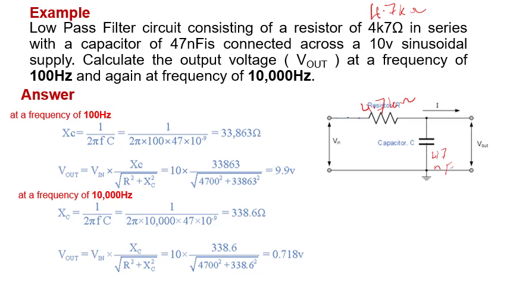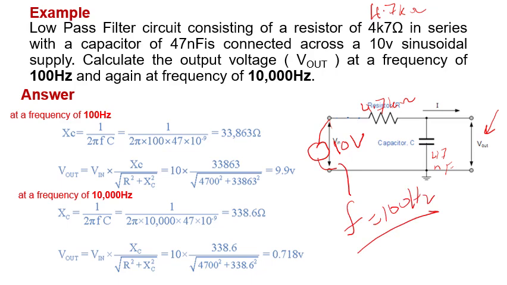Connected across a 10 volt sinusoidal supply. So the power supply is a 10 volt sinusoidal supply. Calculate the output voltage. We need to know what this output voltage is at a frequency of 100 Hz, then 10,000 Hz. If the frequency F equals 100 Hz, what will be the output? And after a while, we are going to check if the frequency is 10,000 Hz, what will be the output? So let us see how to deal with this matter.